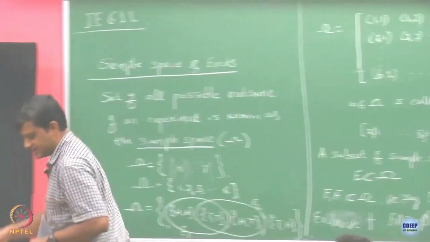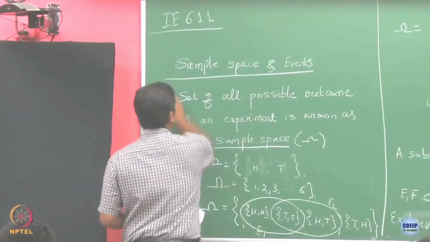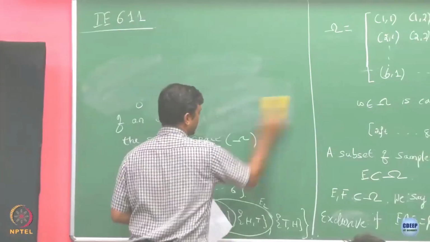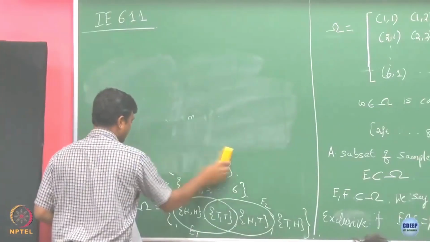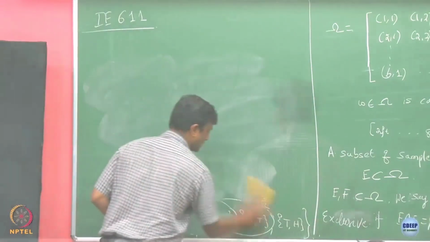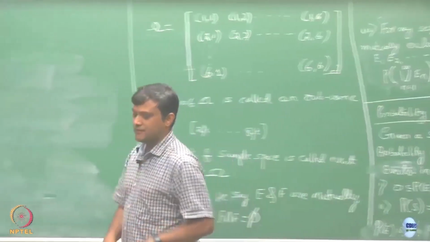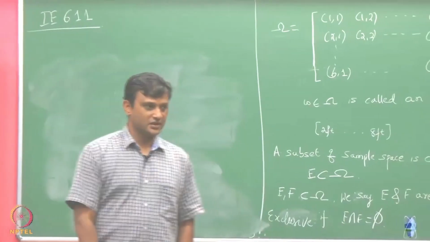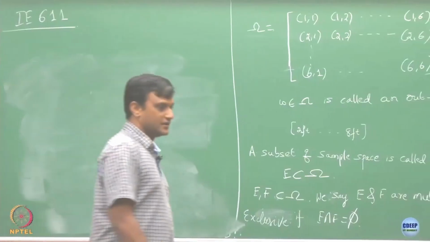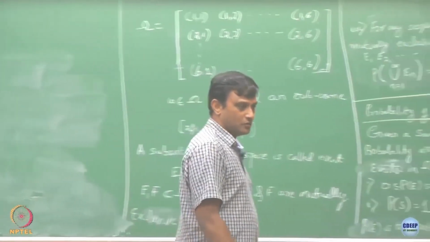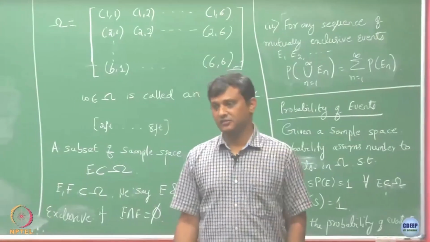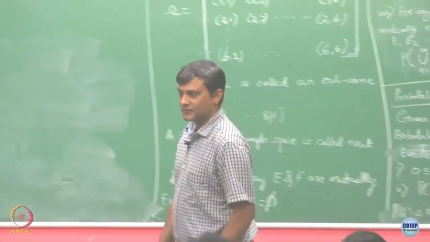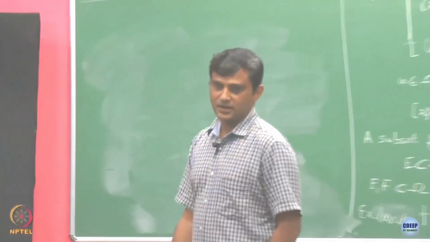Okay, now let's see some of the things associated with this probability. Let's say we can come up with some such probability function. Let's go back to our basic coin tossing problem. We have omega, which consists of heads and tail. The event can be either head or tail.